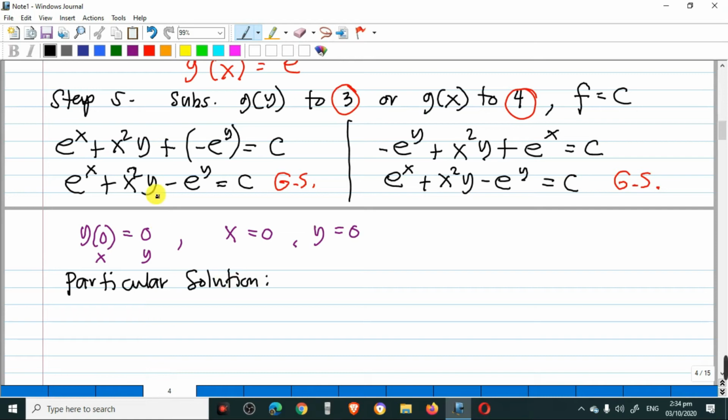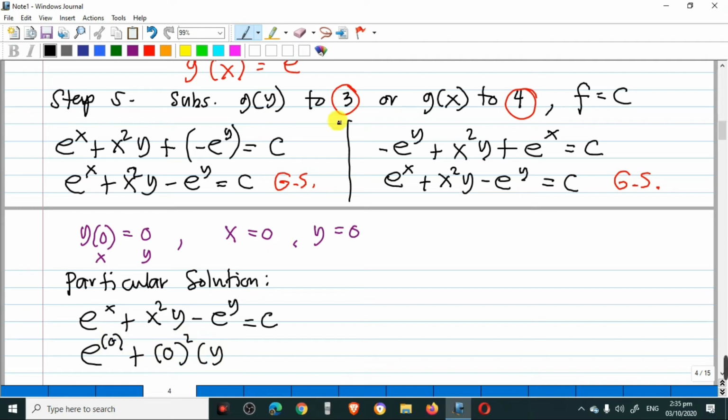So, our general solution is e raised to x plus x squared y minus e raised to y is equal to c. Substitute the values of x and y here. So, e raised to x, where x is equal to 0, plus x squared, where x is equal to 0 raised to 2, and y is also equal to 0. Then, minus e raised to 0 again, since the value of y is 0, and this is equal to c.